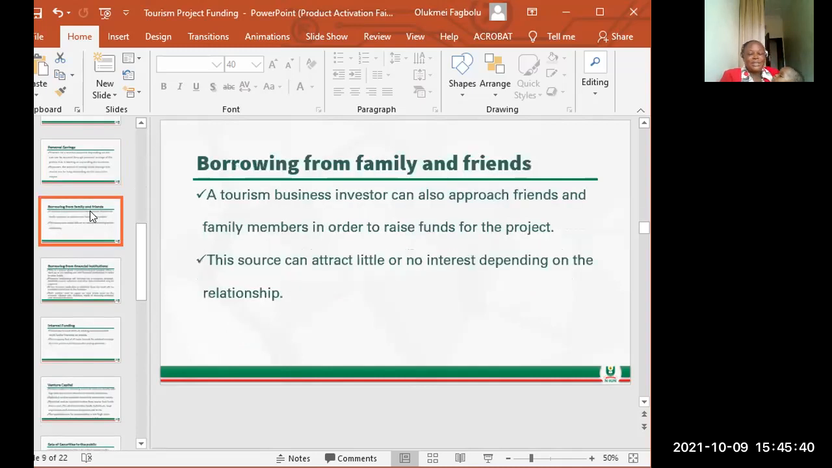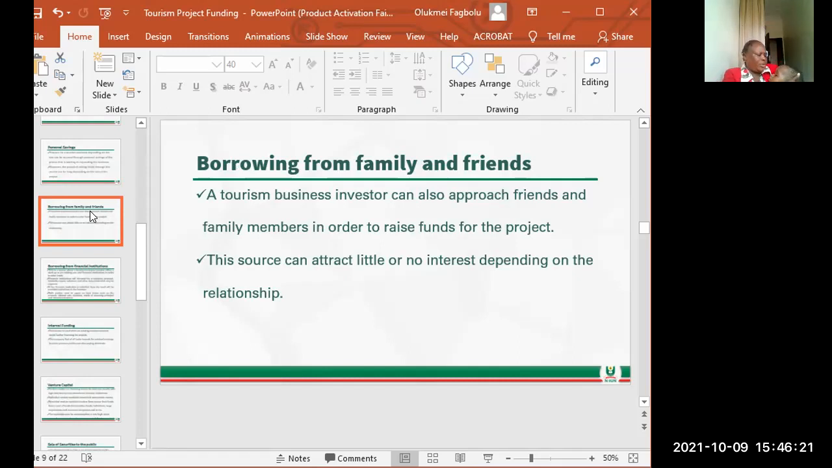Then another one is borrowing from family and friends. Yes, a tourism business investor can also approach friends and family members in order to raise funds for the project. And this source can attract little or no interest depending on the relationship. Yes, one can borrow from family members, you can borrow from friends. It depends on how viable or how profitable they find your proposal.